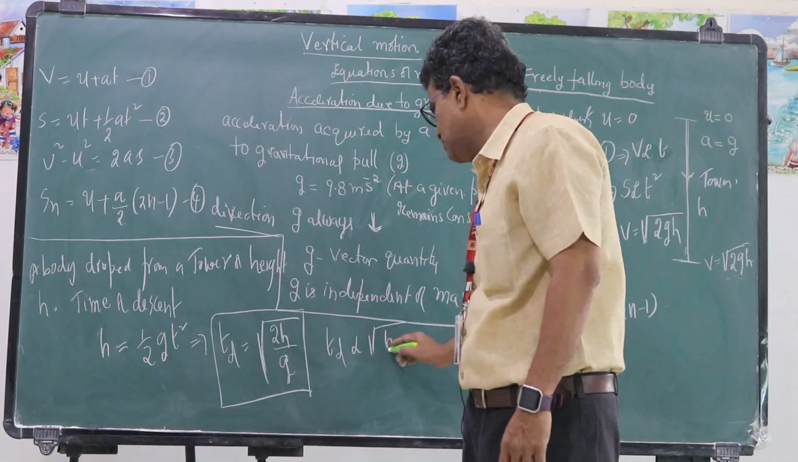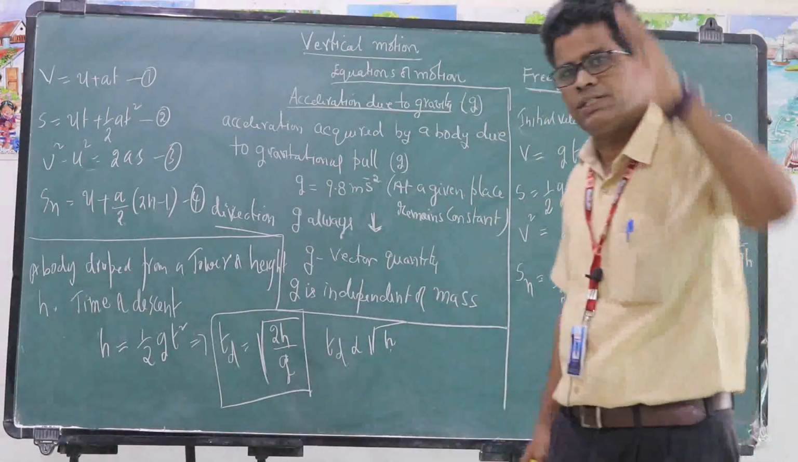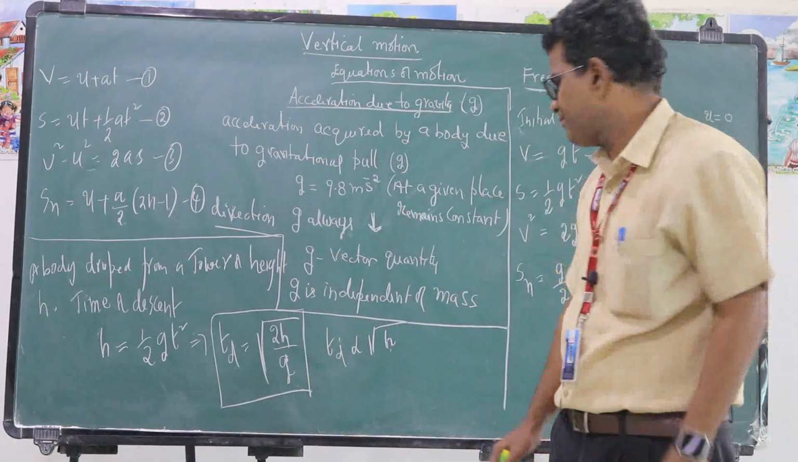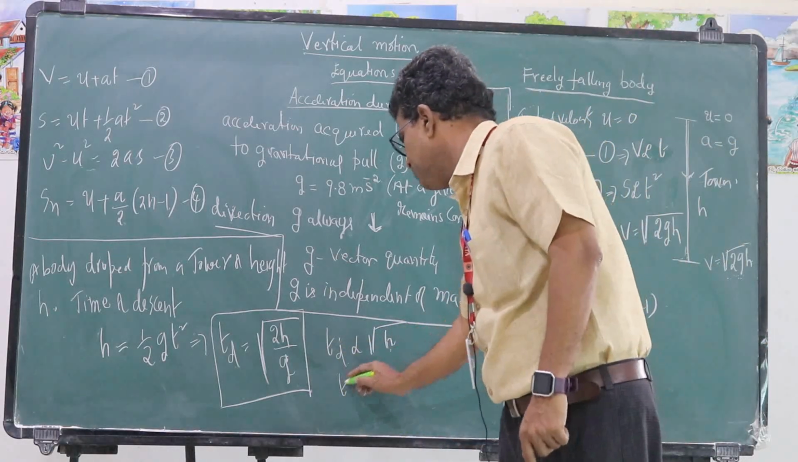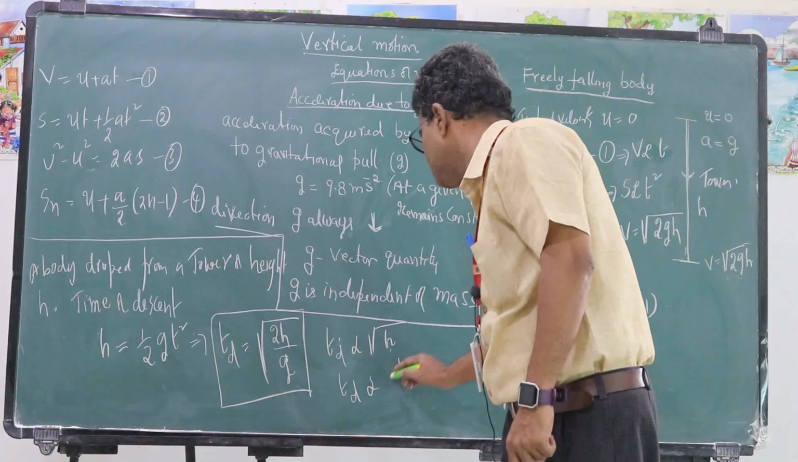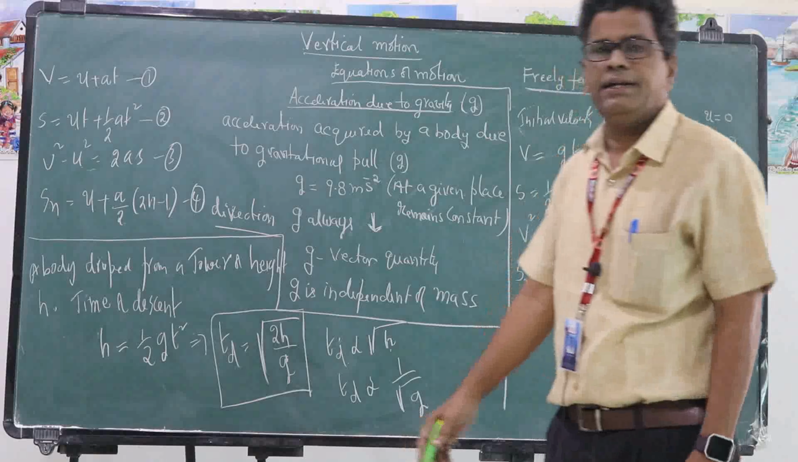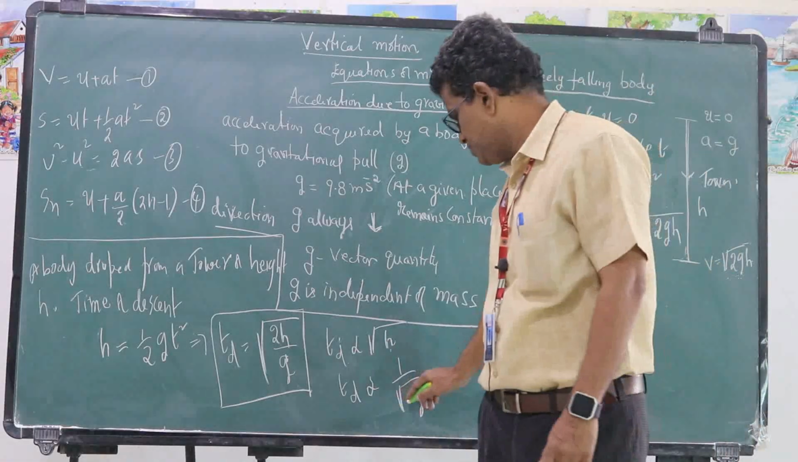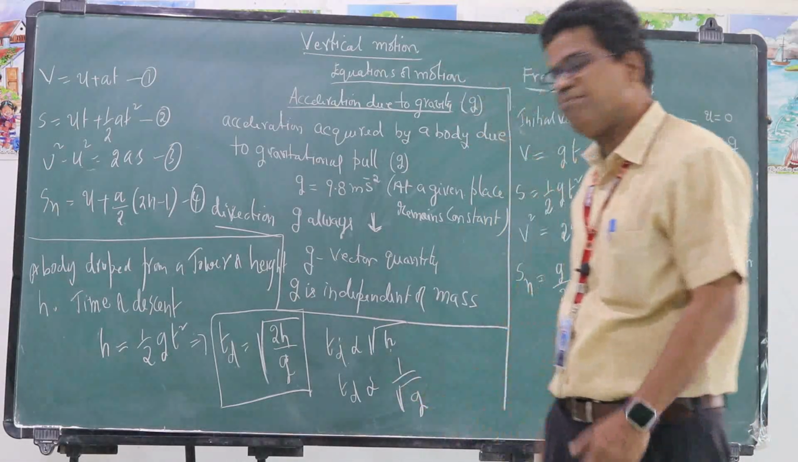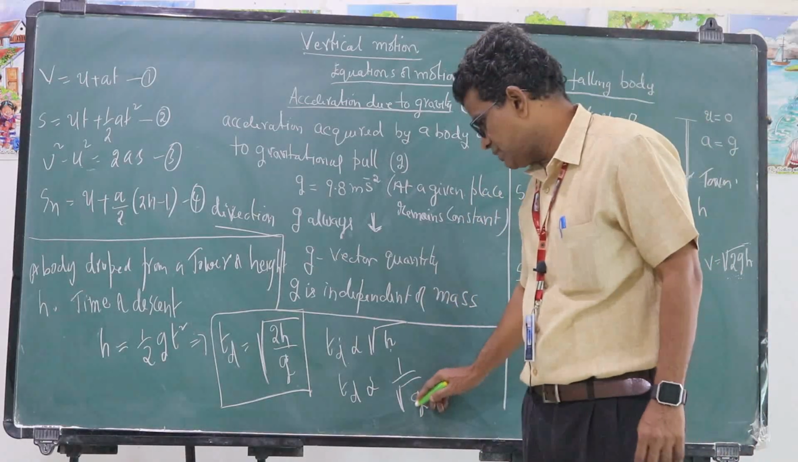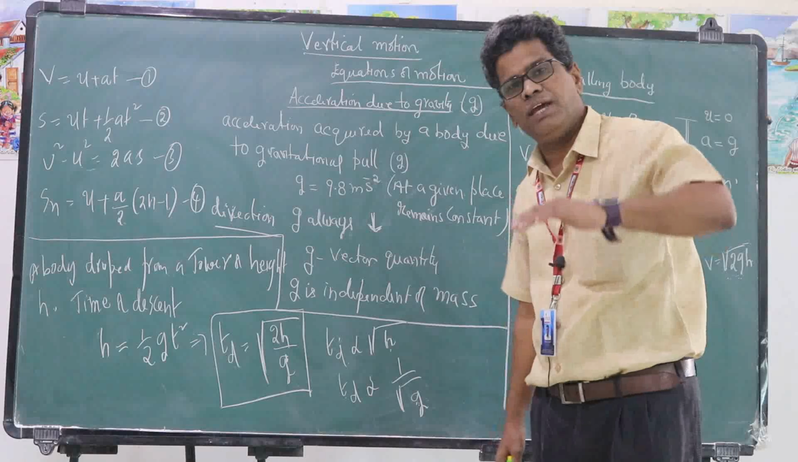Okay. So that means if the height of the tower is more, the time taken to reach the ground will be more. And this time of descent is inversely proportional to square root of g. That means the g value changes at different places. So from planet to planet the g value changes. As g is less, the time taken from the same height is more.